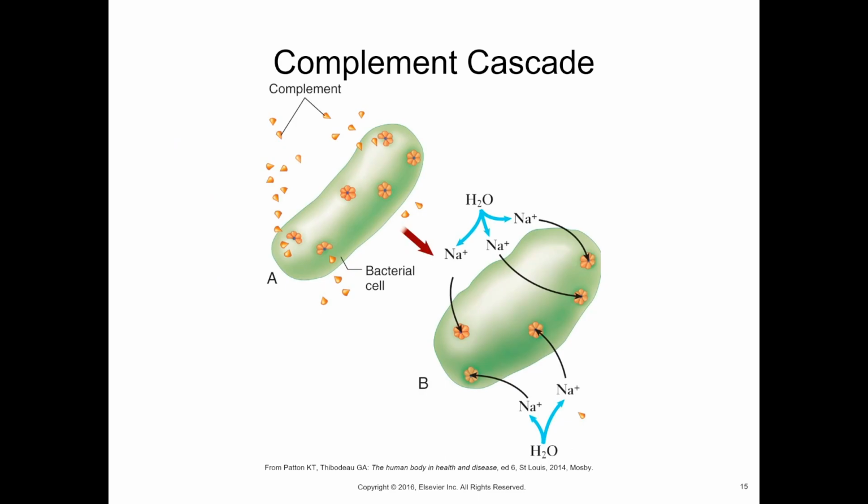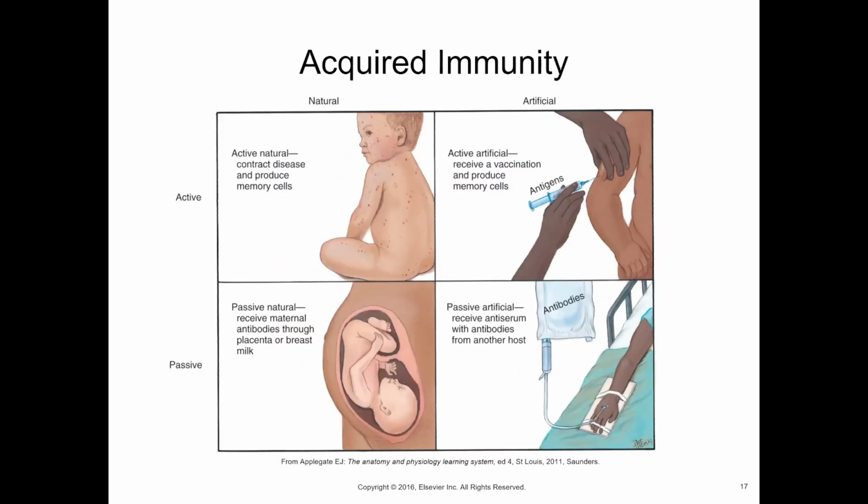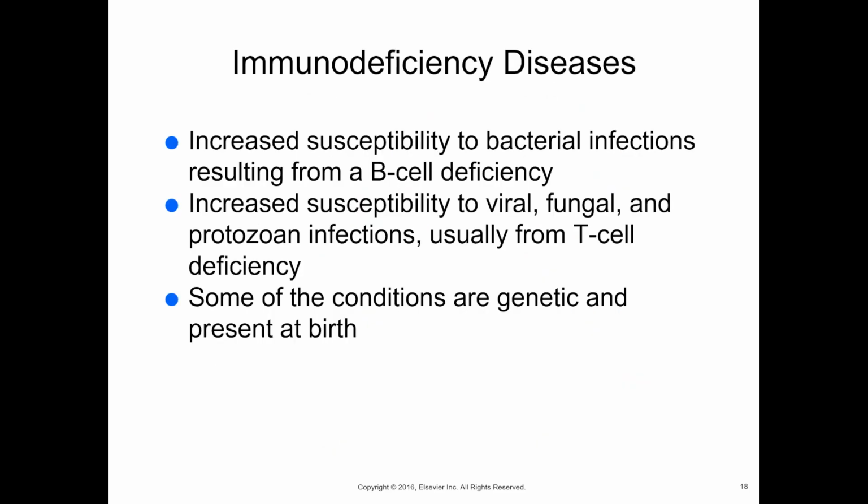So, a quick rundown on the complement cascade. Again, you have antibodies binding, and it ultimately leads to this membrane attack complex, where the membrane of the pathogen gets attacked, and water diffuses into a bacteria. Using this specific example, water diffuses into the bacteria, and it actually ruptures the bacterial membrane. Acquired immunity, as we already talked about, can be given by natural or artificial means, and passive or active.